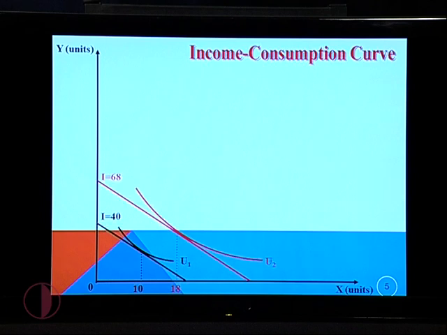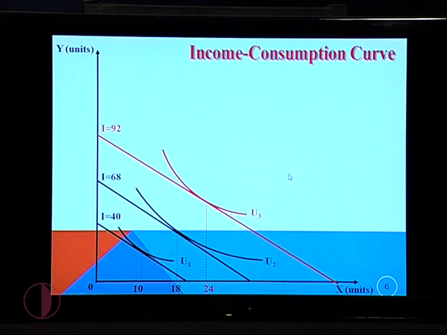As the income is increasing, the utility curve will be shifted upward, as you are observing here. The income increased from 40 to 68, then to 92, and the utility goes from U1 to U2, and then U3. The income consumption curve will be expanded and enlarged. When we combine these three intersection points where the utility curve is tangent to the budget constraint, we are realizing the income consumption curve.